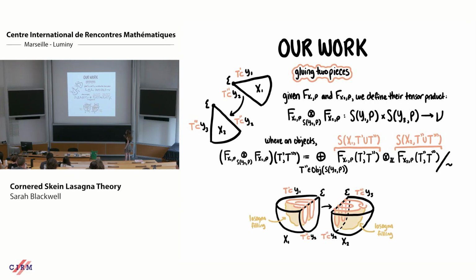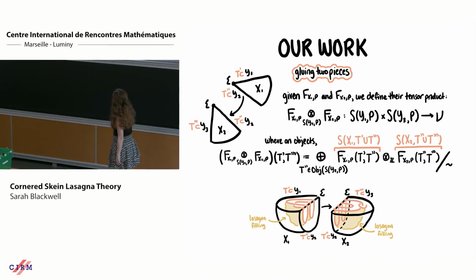So here's the 3D version of what's supposed to be happening here. There's my piece x1, there's my piece x2. I'm gluing them together along y2. And you should think of it like I'm fixing this T prime in y1 and this T triple prime in y3. But I'm summing over all possible T double prime where I could glue them together, and we're going to be looking at different fillings that we get from that. So that's where everything lives.